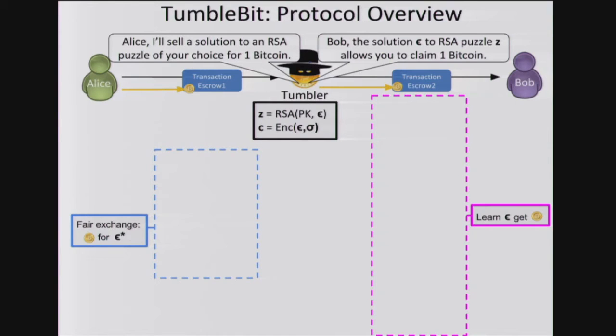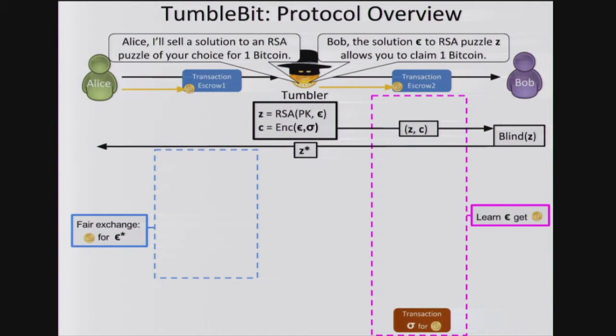So the Tumbler is going to create an RSA puzzle with the solution epsilon, and then it's going to take an ECDSA signature and encrypt it under the solution to the RSA puzzle and create this ciphertext C. Now, this signature is actually going to be the signature to a transaction that allows Bob to spend 1 Bitcoin out of this escrow. So notice that if Bob learns epsilon, he can decrypt C to get sigma. And so if Bob solves this RSA puzzle, he can learn a signature, and he can use the signature to claim 1 Bitcoin.